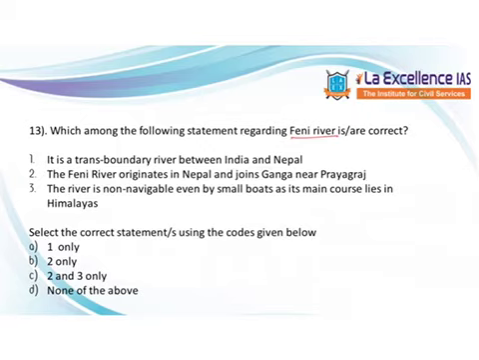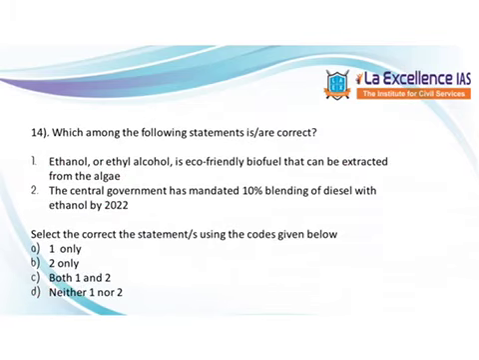Therefore, it's a transboundary river between India and Nepal. No, it is between India and Bangladesh. Then, the Feni River originates not in Nepal, it is in India. And the third, the river is navigable. Answer is D, that is none of the above. Let's move on to the next question.